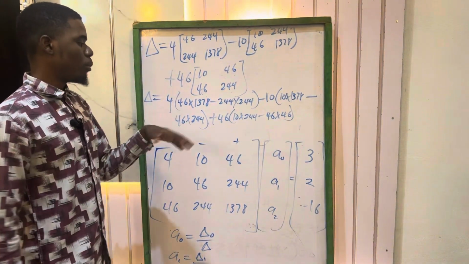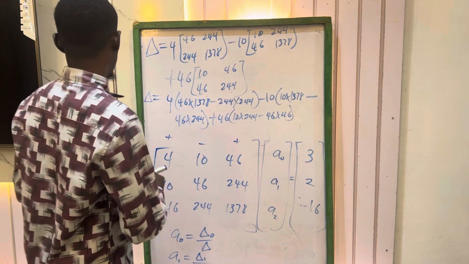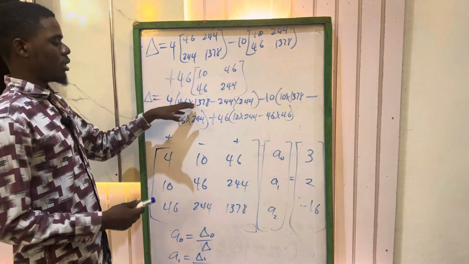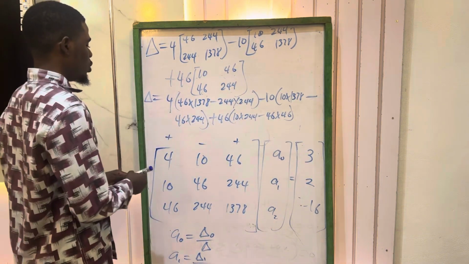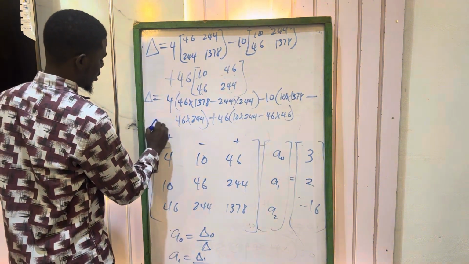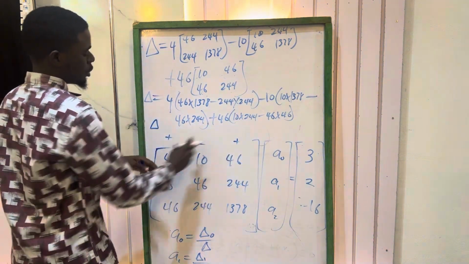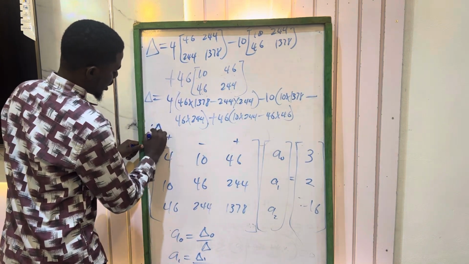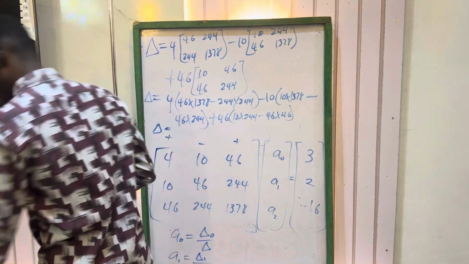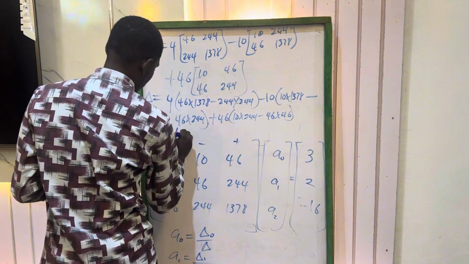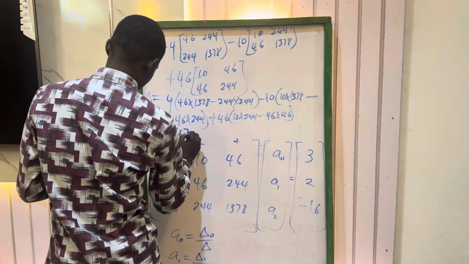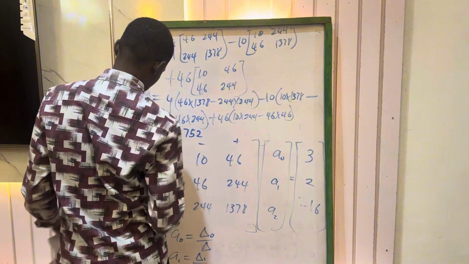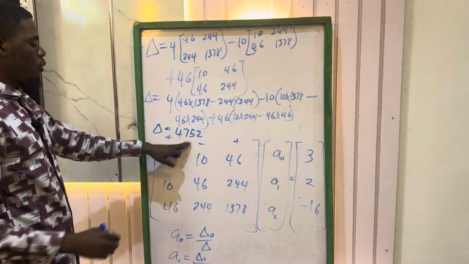Alright, so by the time you compute this and you solve everything, by the time you do this expansion and then just try to solve everything you have here, you're going to arrive at the answer that your delta, which is the determinant of this matrix expression here, is going to be equal to 4,752. So this is going to be our determinant for the matrix itself.